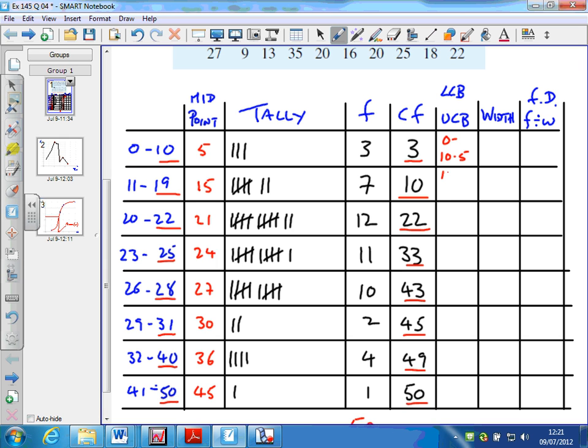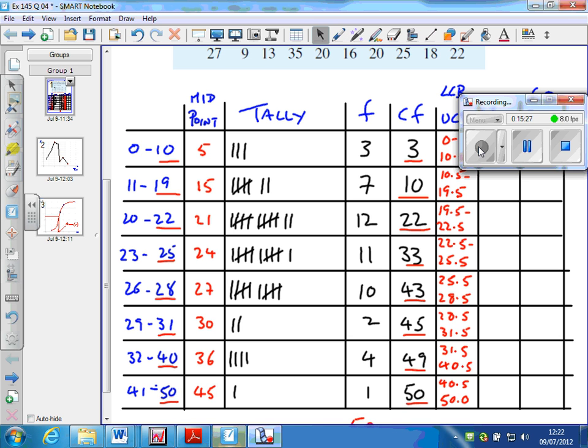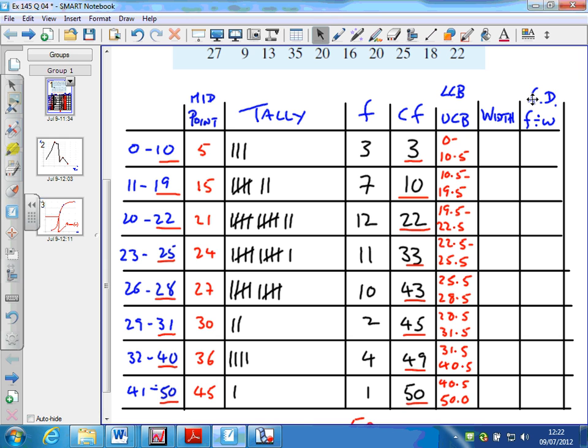The next group starts at 10.5, which must be the case, and goes up to a halfway point between 19 and 20, which is 19.5. The next one starts at 19.5 and goes up to the midpoint between 22 and 23, which is 22.5, and so on. So now we have the lower class boundary and upper class boundary.